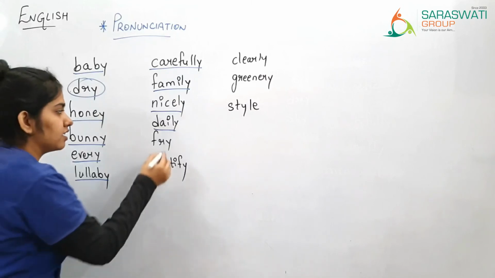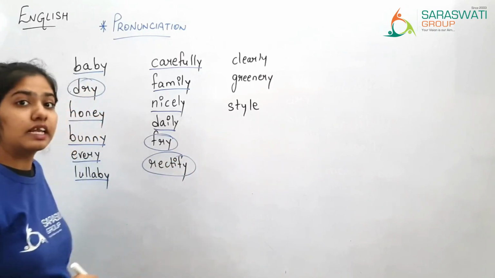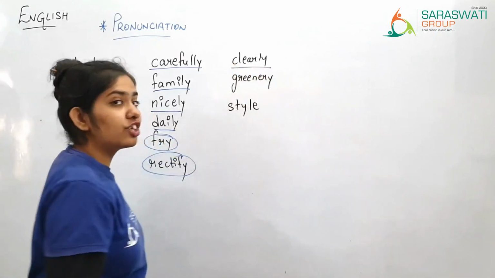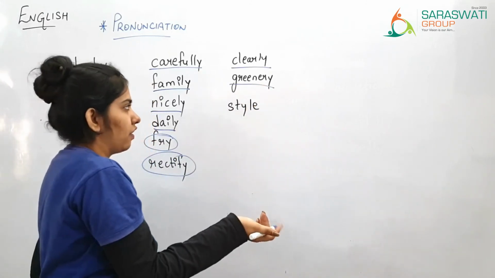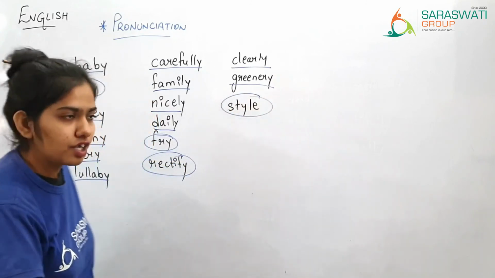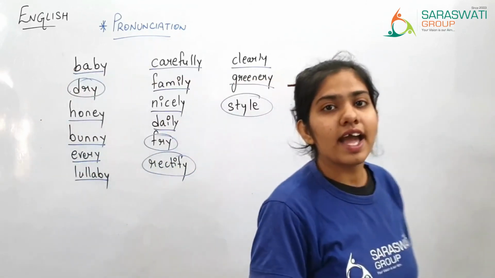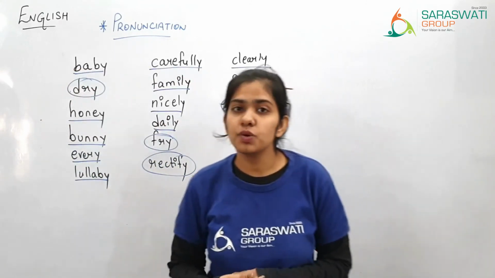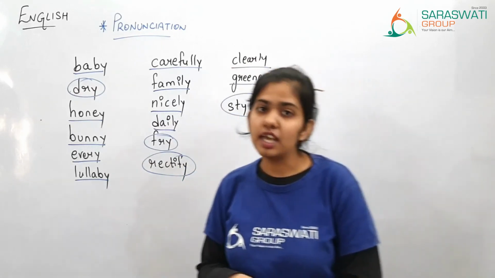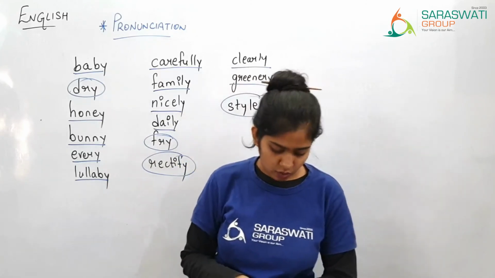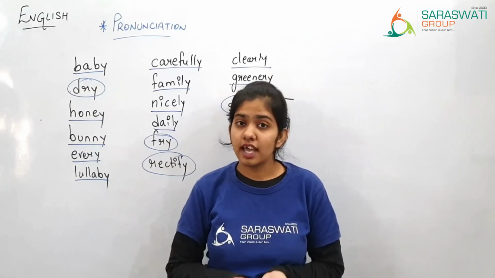Fry, I, so I sound. Rectify, I sound. Clearly, E sound. Greenery, E sound. And style, I. Right? So it is I sound. So you can see Y is having two different types of sound, that is long E sound and I sound. Right? So we have seen over here the word formation and this E pronunciation, that is long E. I hope that you all understand this.